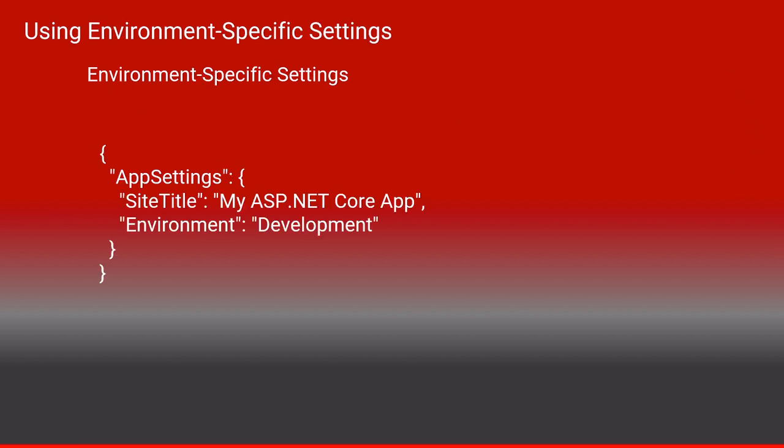You can also create environment specific settings by adding additional JSON files like appsettings.Development.json or appsettings.Production.json. ASP.NET Core automatically loads the appropriate configuration file based on the environment your application is running in. This allows you to maintain different settings for development and production without changing your main configuration file.